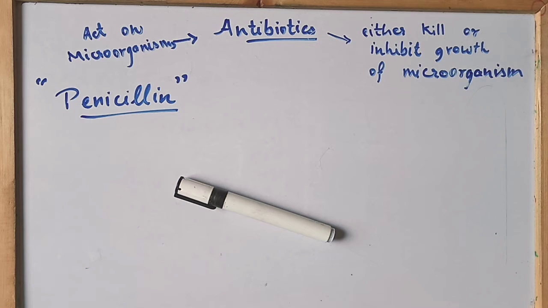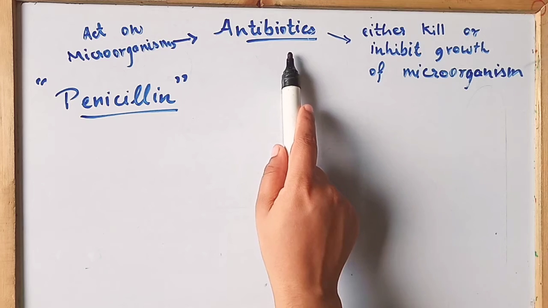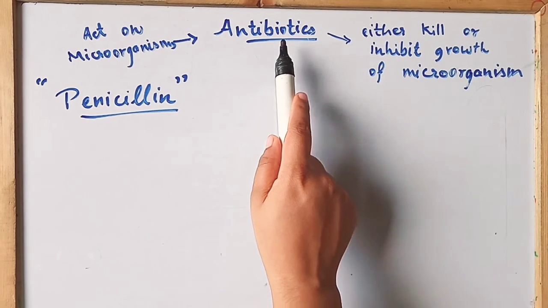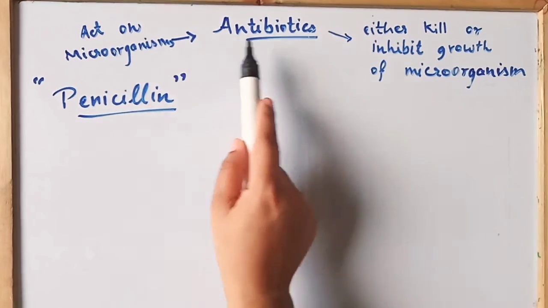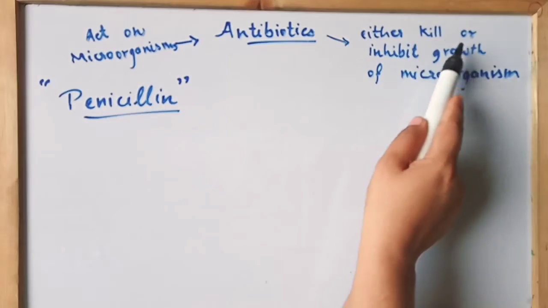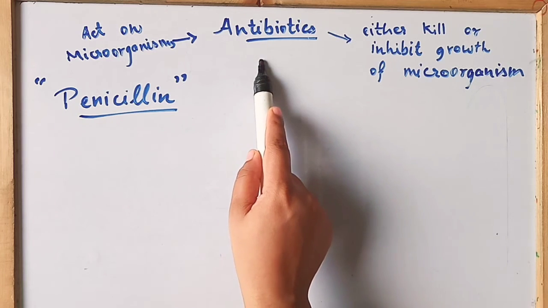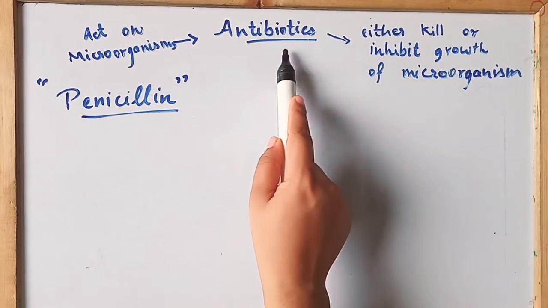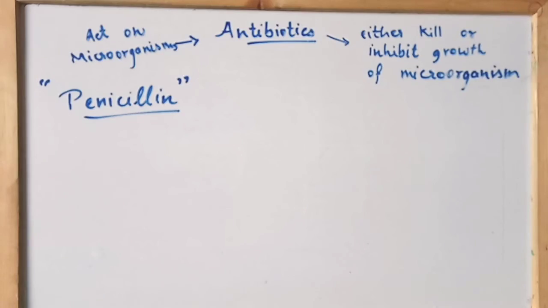So let's start today's topic, that is penicillin. Penicillin comes under the category of antibiotics. So what are antibiotics? These are the drugs that act on microorganisms, and antibiotics either kill or inhibit the growth of microorganisms. Drugs which are active against the microorganisms are antibiotics. So let's see in detail about penicillin.